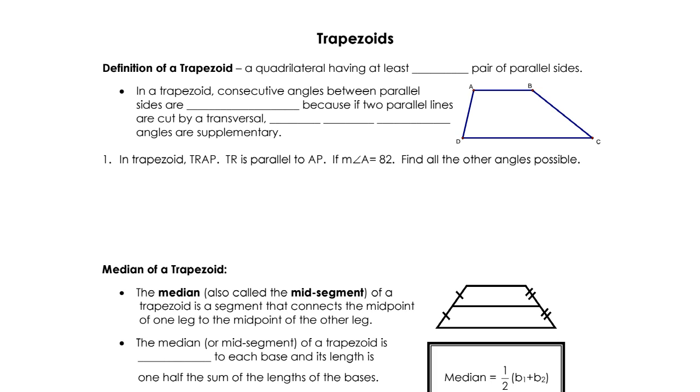All right. First quadrilateral we'll talk about is a trapezoid, and the definition of a trapezoid is a quadrilateral having at least one pair of parallel sides. Okay? Those parallel sides are actually called the bases. And so a trapezoid has two bases because it has two sides that are parallel to each other.